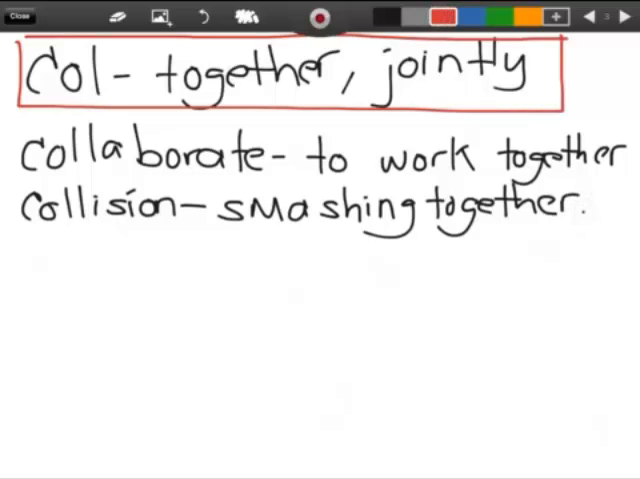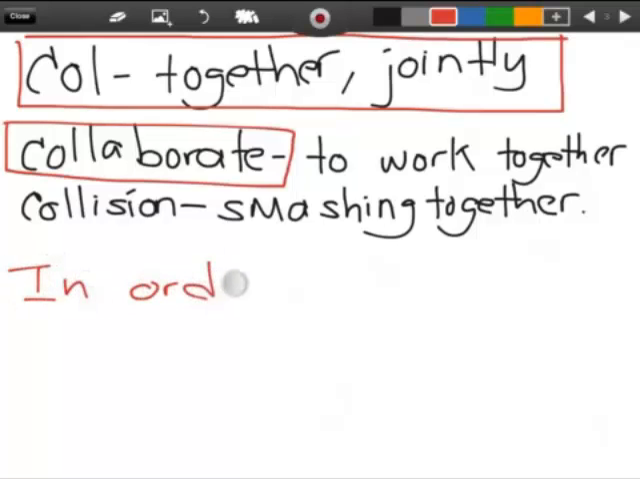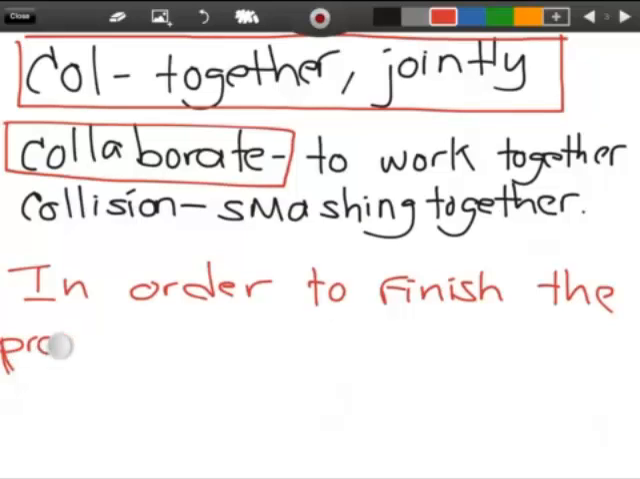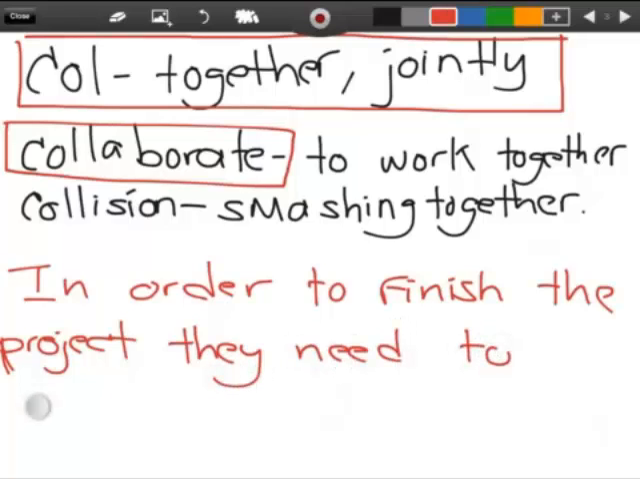Let's pick this word and use it in a sentence. I'm going to say, in order to finish the project, they need to collaborate. I'm going to read that to you one more time. In order to finish the project, they need to collaborate.